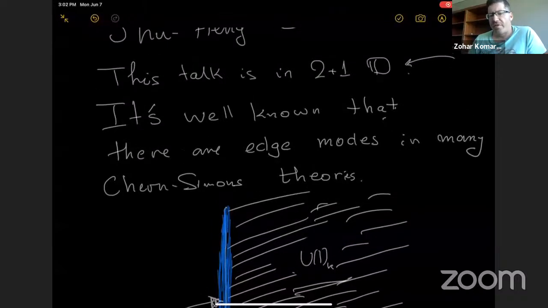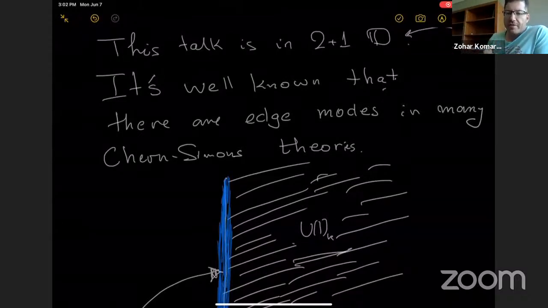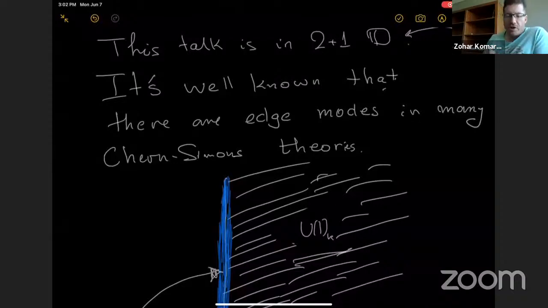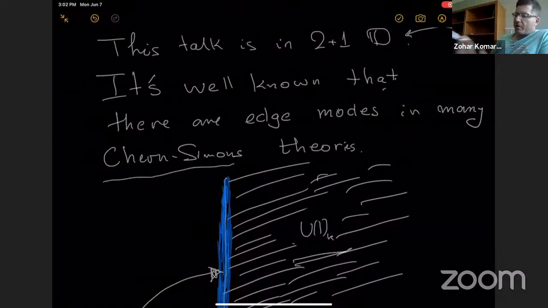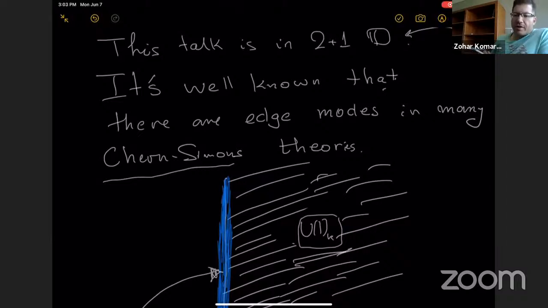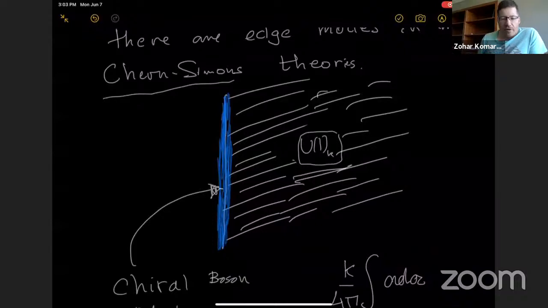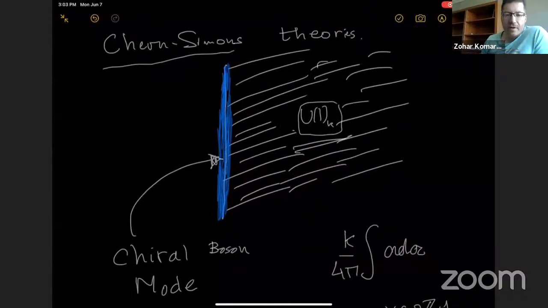It's been very well known for several decades that if you have a non-trivial topological phase in 2+1 dimensions, you could think about the Chern-Simons theory to be concrete. You could think about an abelian Chern-Simons theory like U1 gauge theory at level K. It's been well known, experimentally verified. There are Nobel Prizes for this, that there are chiral edge modes. The edge is this blue layer.